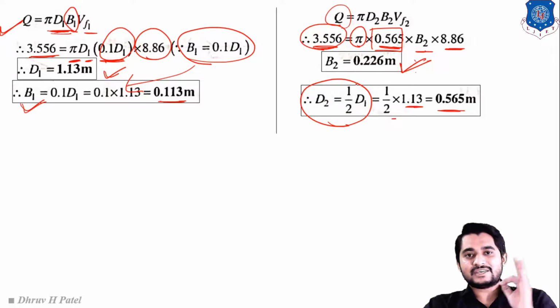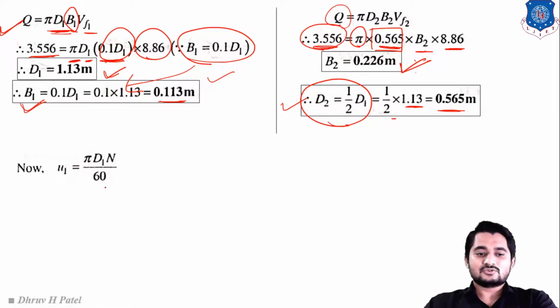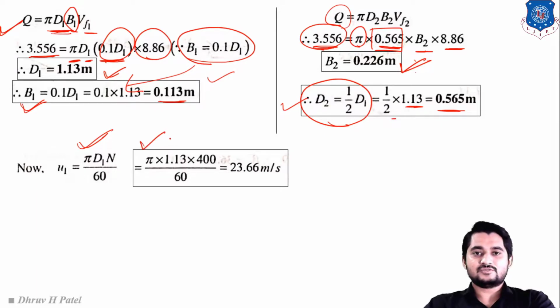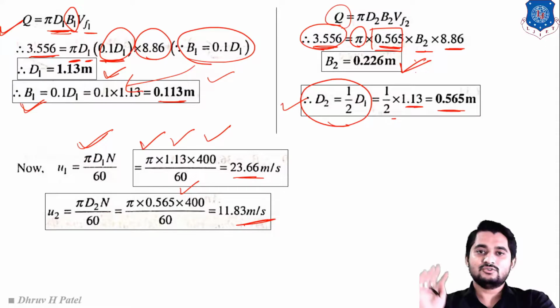So our first phase of the example is almost done. We have found D1 and D2 and B1 and B2. Now we have to draw the velocity triangle and solve its angles. For the velocity triangle, we have to find the U1 and U2 values, right? So U1 is equal to pi D1 n by 60. Pi D1 is 1.13, RPM is given as 400 divided by 60. So we get 23.66 as U1. Similarly, pi D2 n by 60, so we can find U2. Clear? It is very simple. So now we have U1 and U2 also.